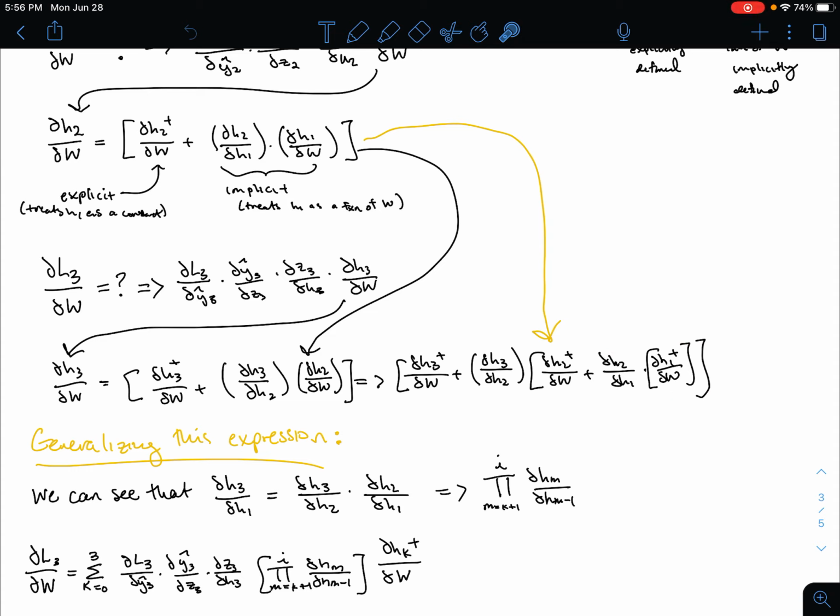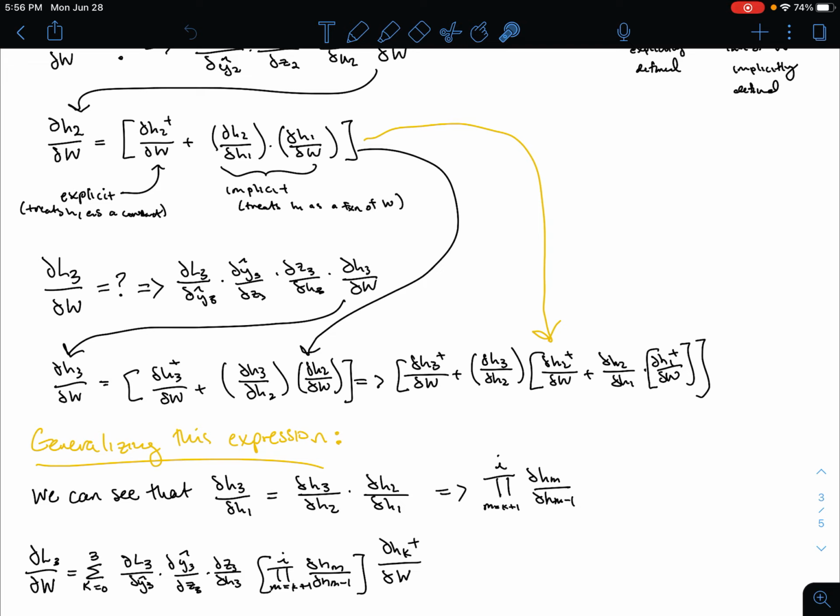And so right here, I want to take a step back and say, okay, do we notice a pattern from this one to this one? And I think if you take a second to pause and look at it, you'll come to the conclusion that we see these terms here kind of stacking up, right? We're going to need to take ∂H3/∂H2, right? And then we're also going to have these explicit terms, ∂H3/∂H2, ∂H2/∂H1, right? And we're going to have to add those on each time.